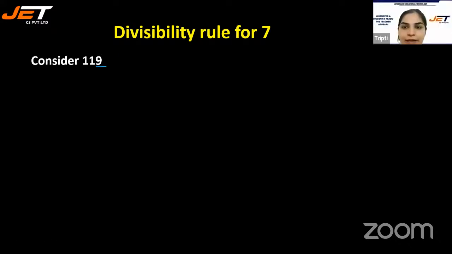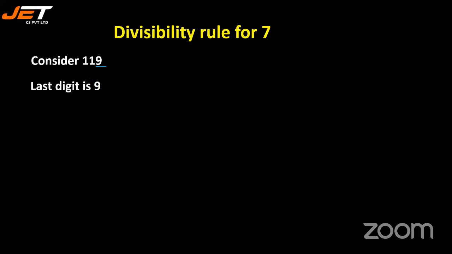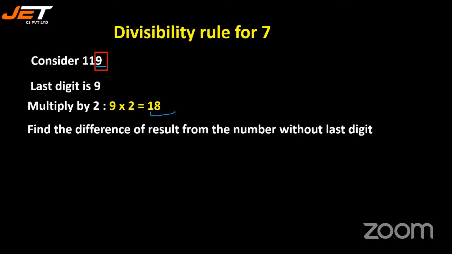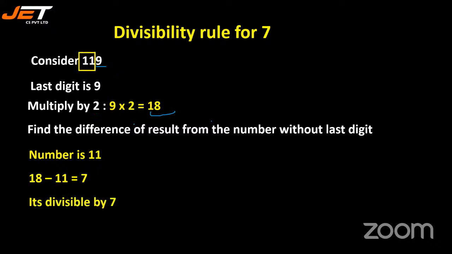We have 119 here. For 119, what we are going to do is, last digit is 9. I will multiply the last digit by 2. 9 times 2 is 18. Now, the difference of the result from the number without the last digit. Here we have got 11. 18 minus 11. That is 7. That means it is divisible by 7.